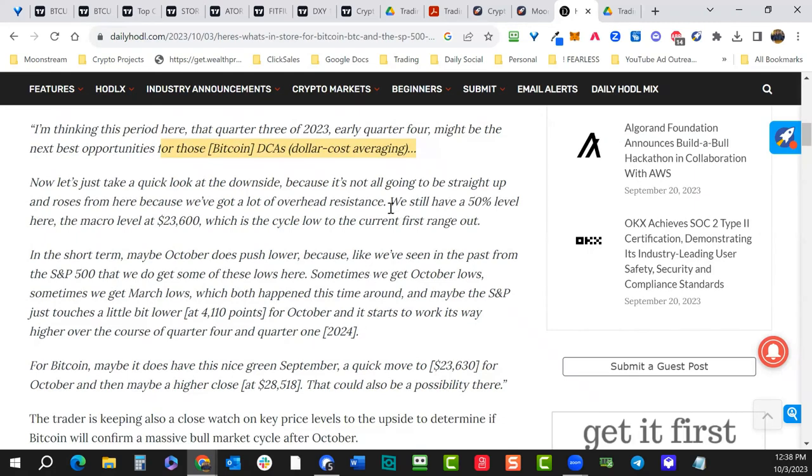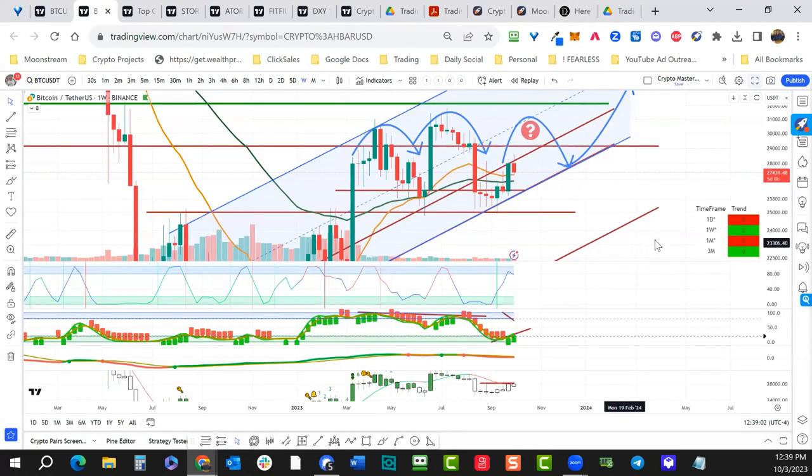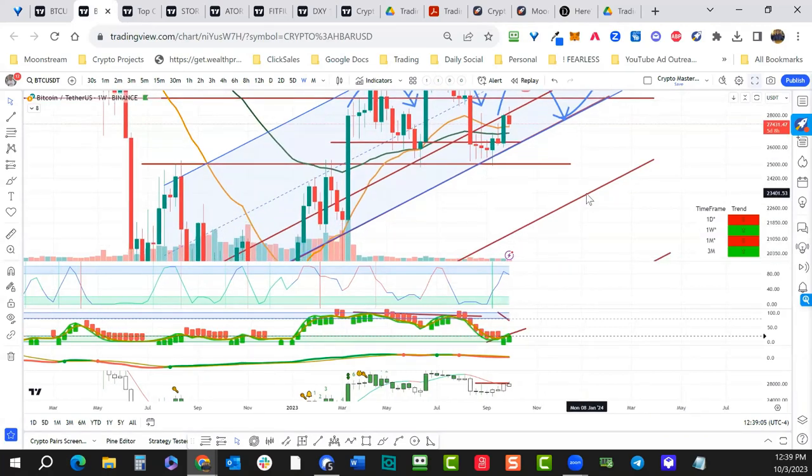I'm not trying to be a know-it-all and be right. You can always check and barometer yourself against other traders. He's saying overhead resistance. We still have a 50% level here, and I think 25.3 is a more powerful support level. And if we break 25.3, then the 23.6, I think I had that in there too, would be sort of down along this upward trending trend line.